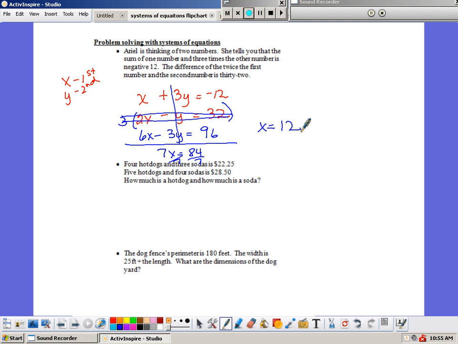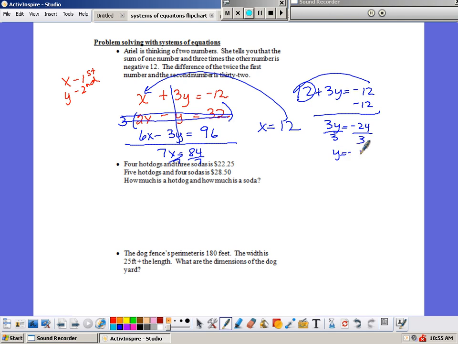Now, I'm going to plug it back in and find out what y is. I'm probably going to go right to the first one. So 12 plus 3y equals negative 12. Move the 12. 3y equals negative 24. Divide by 3. Y is negative 8. So my numbers are 12 and negative 8. And like I said, if I want to double check and make sure they work, I can put them back into both equations and make sure that they work.